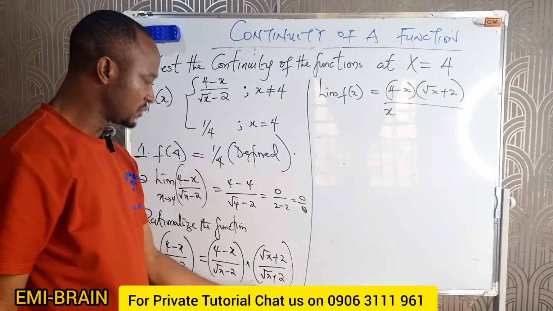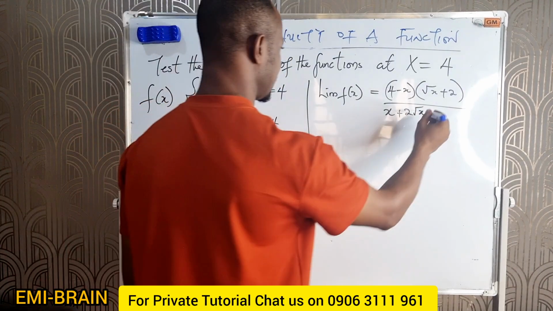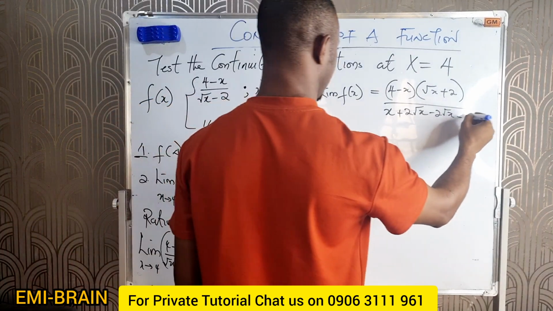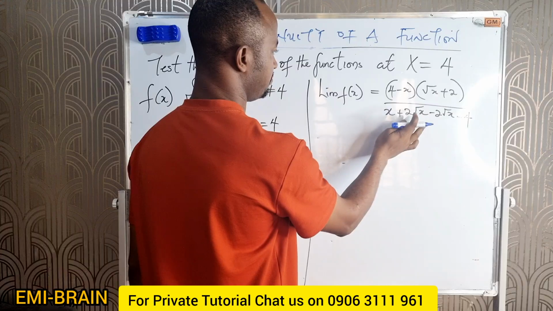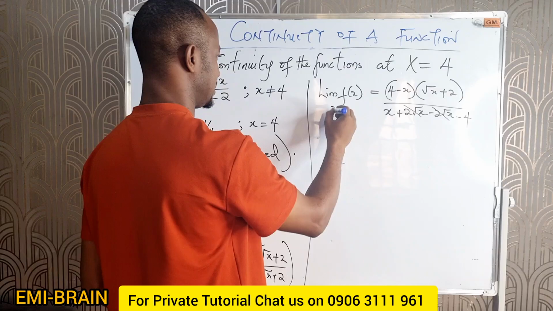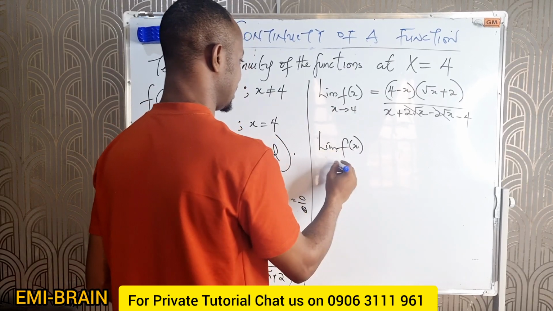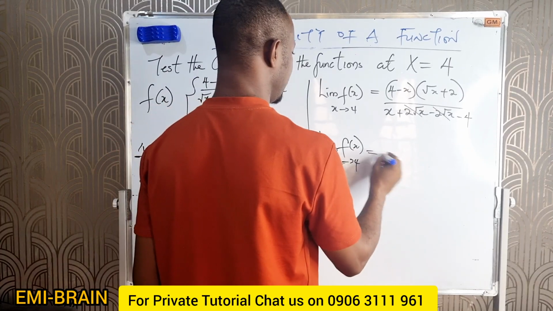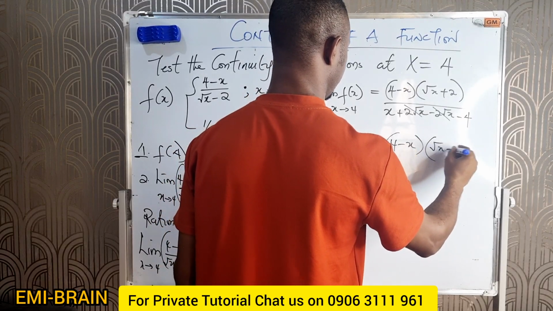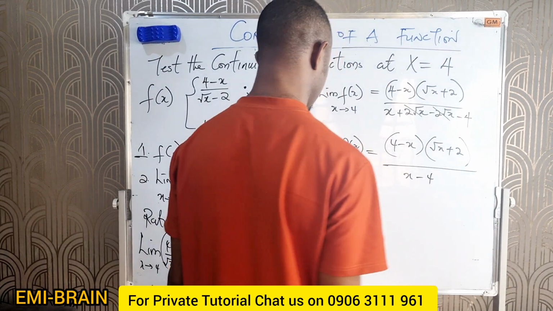So x times 2 will give us plus 2x. Minus 2 times x is minus 2x. So minus 2 times 2 will give us minus 4. Okay, 2x minus 2x is 0. This will cancel out. So we are left with, this is as x approaches 4, right? So we have our limit of f of x as x approaches 4 will be 4 minus x times root x plus 2 all divided by, we are left with x minus 4.